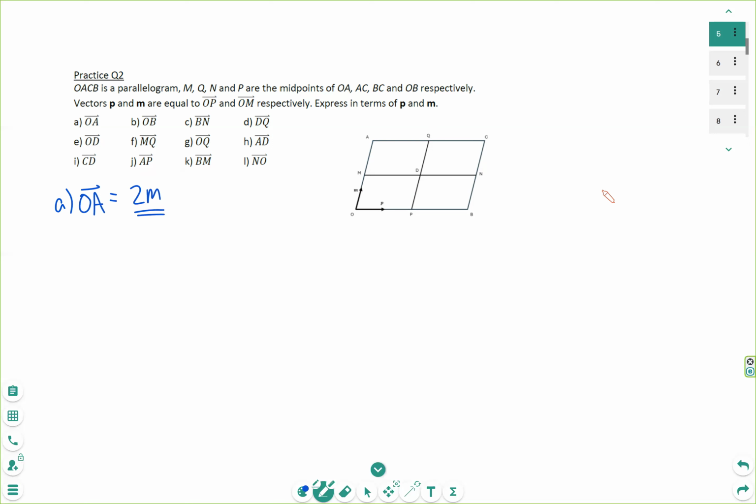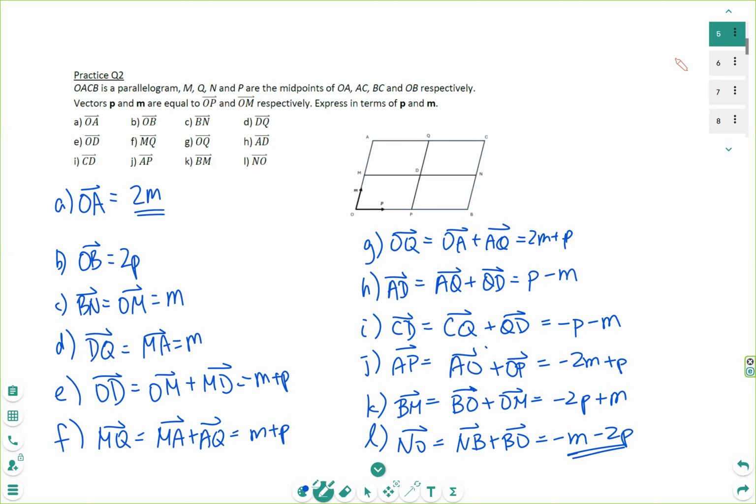Okay. So pause the video, have a go at the rest of them. When you're ready for the answer, you can press play. So here are the final answers. Remember it's a parallelogram, so all the little lengths, MD will be the same as OP, same as PB, same as DN, QC, AQ. These are all P's, and OM, MA, those ones that are pointing in the upward direction, they are all M's. So here are the answers.